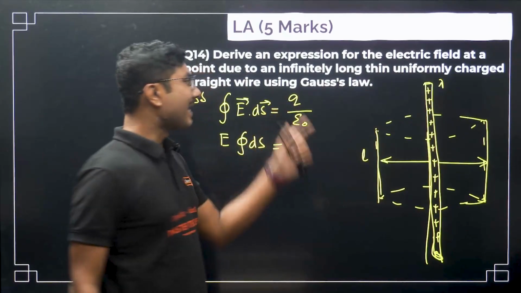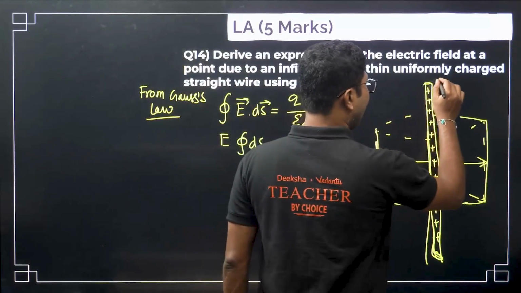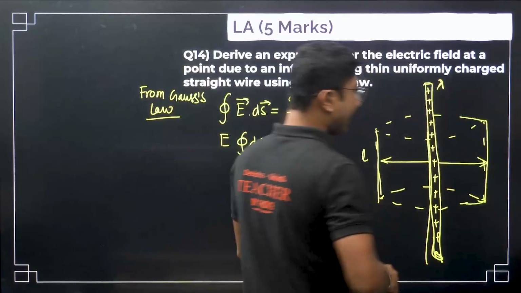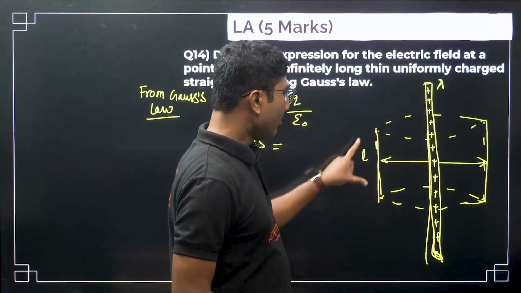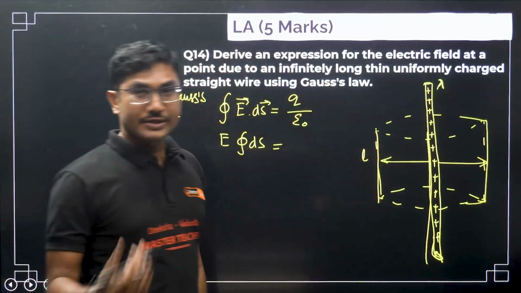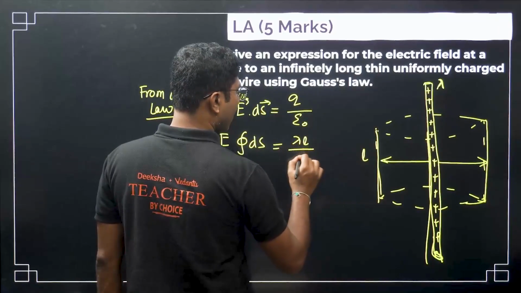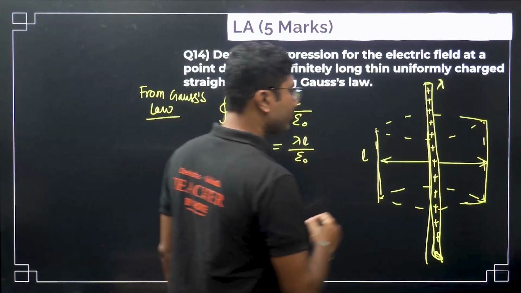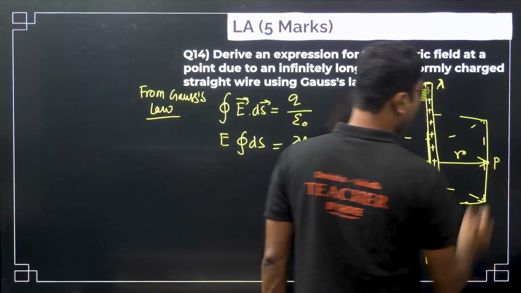Now what is the charge enclosed over here? That is very, very important. The line charge density is lambda. That means for unit length the charge is lambda. Now what is the length of the cylinder? Length of the cylinder is l. So the charge enclosed will be lambda into l. The distance is r, obviously.